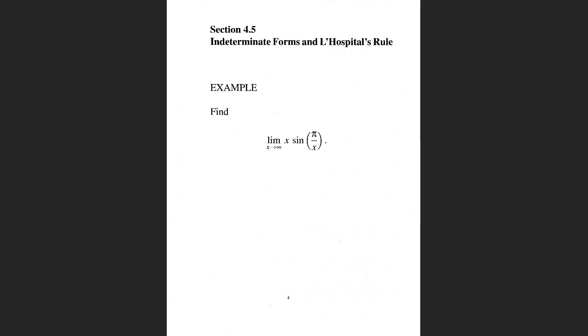Okay, so this is an interesting problem. We have two functions here. We have this function x, and that function x is being multiplied by the sine of pi over x. Now we're looking at x going to infinity. So as x goes to infinity, well, this x would go to infinity, right?